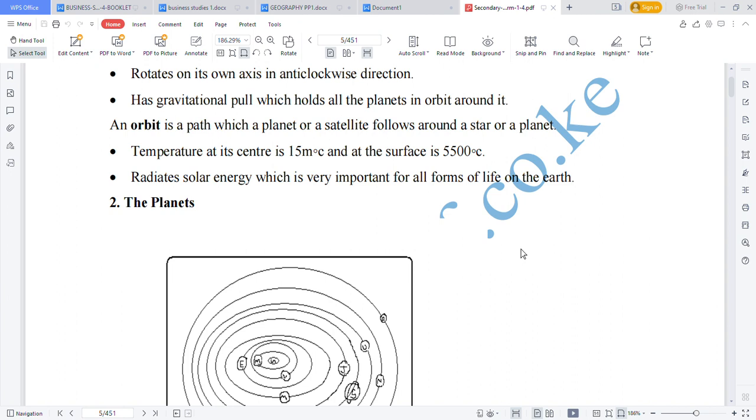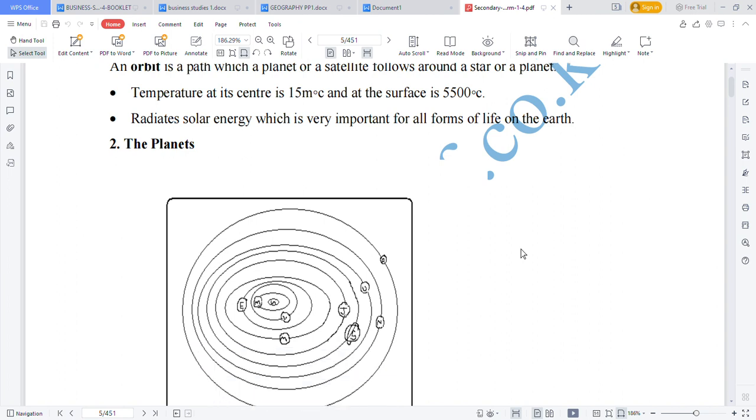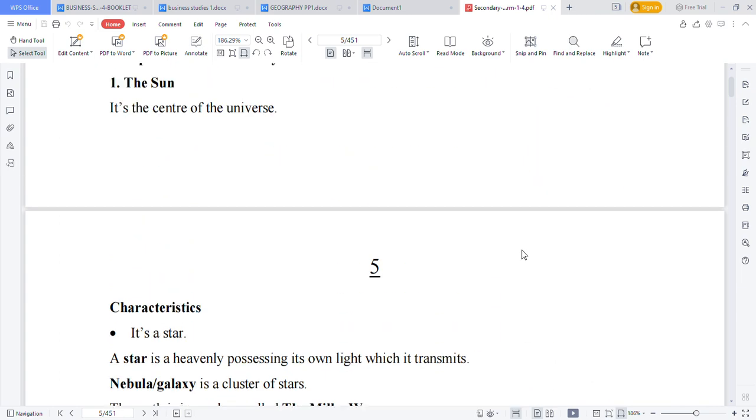Then the temperature at its center is 15 million degrees. So the temperatures are very high. Then it radiates solar energy, which is very important to all forms of life on the earth. So that is all about the sun.